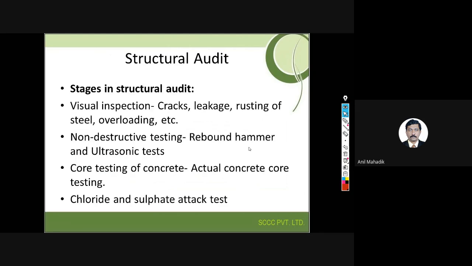What are the stages in structural audit? Do you know this? What do you mean by structural audit? Anybody knows regarding this? What do we do in this? Basic idea. To identify defects in the structure. Yes, to identify defects in the structure. So there are steps by which we identify.